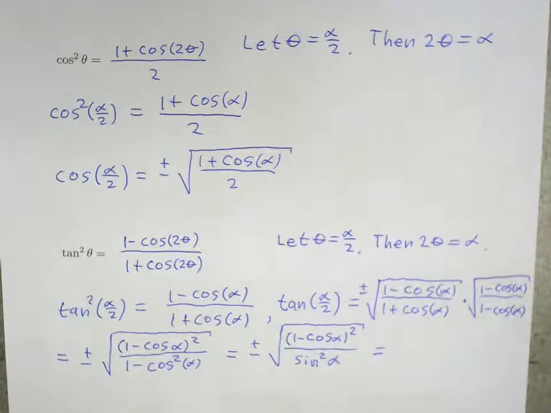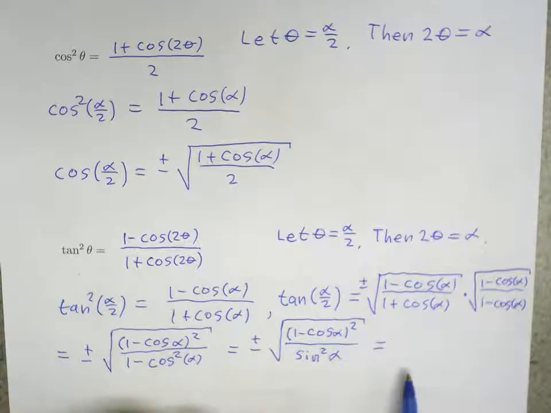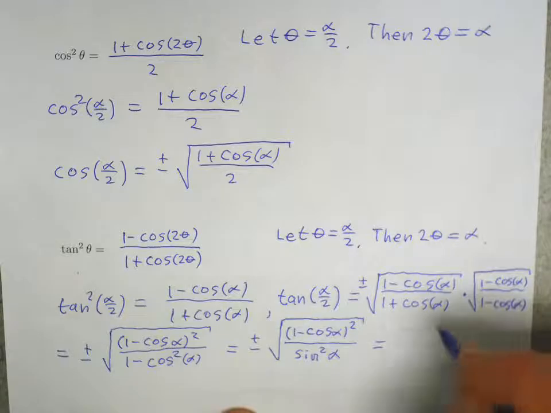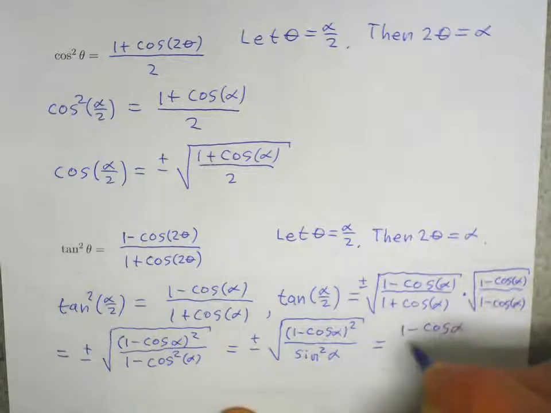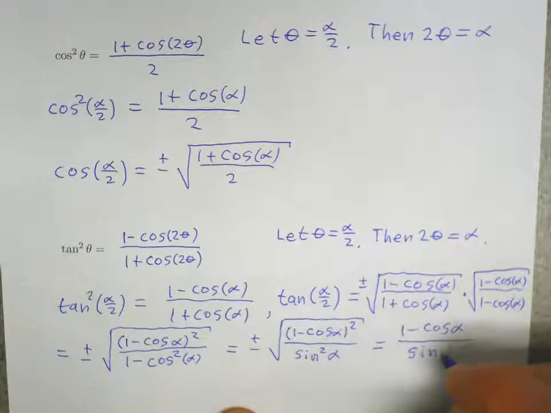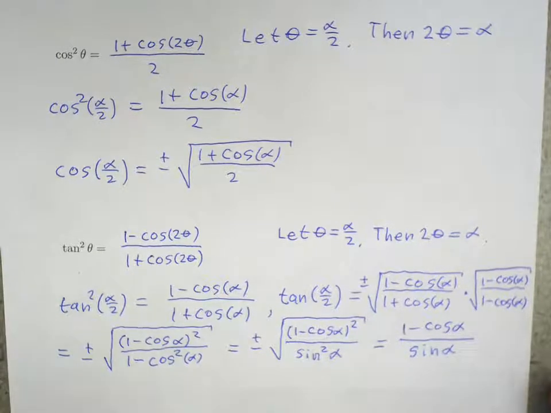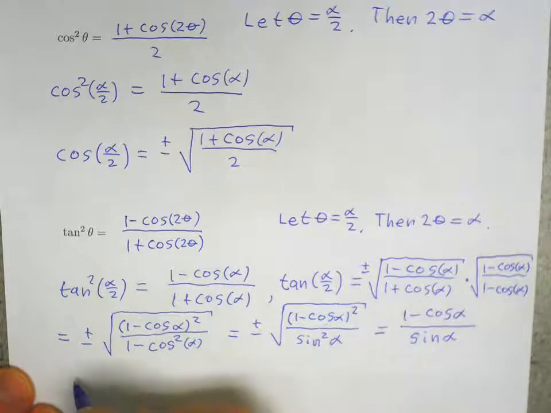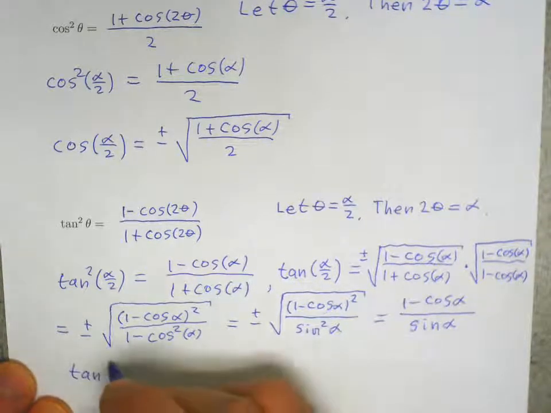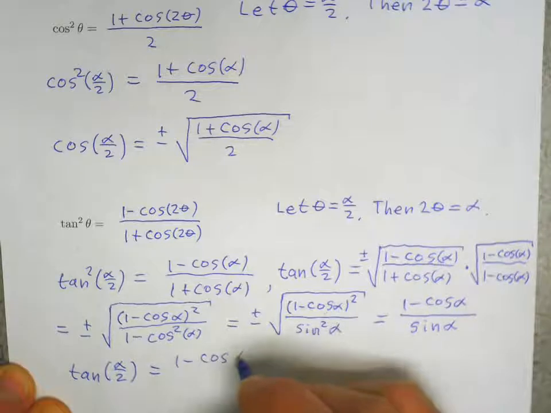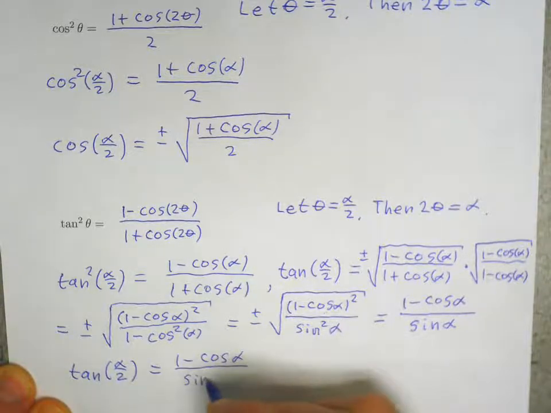And then when we simplify, we won't need the positive and negative. I'll explain why in a second. But the square root of 1 minus cosine of alpha quantity squared is just 1 minus cosine of alpha. And the square root of sine of alpha squared is sine of alpha. So why don't we need the plus and minus? So I'm claiming that we can just write tangent of alpha over 2 is equal to 1 minus cosine of alpha over sine of alpha.